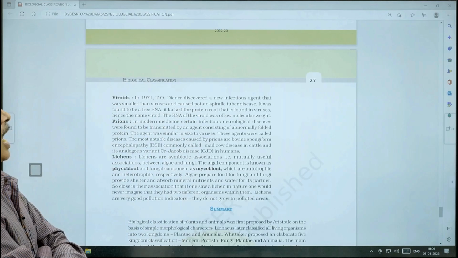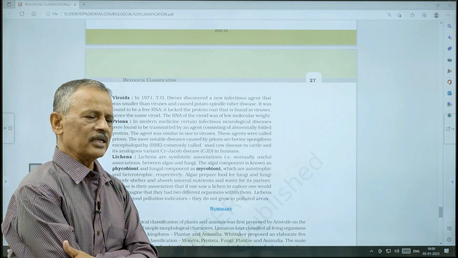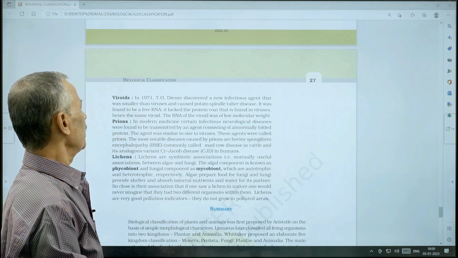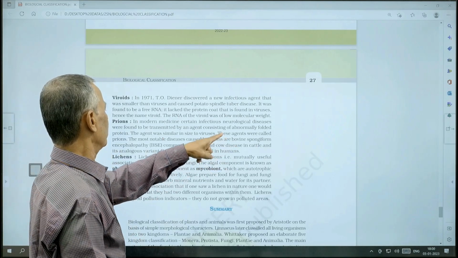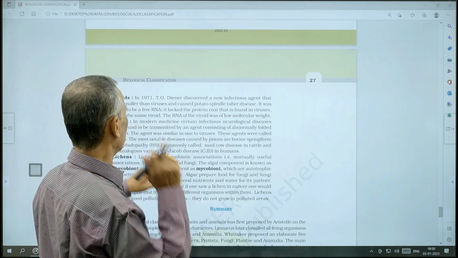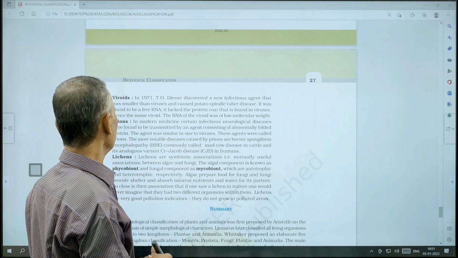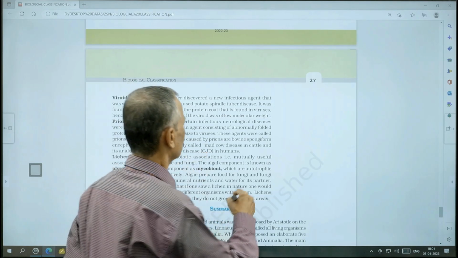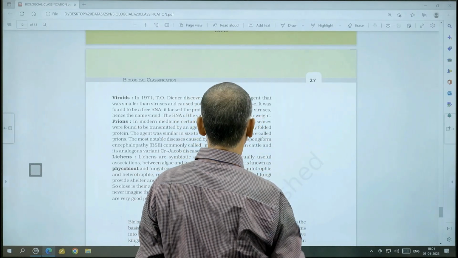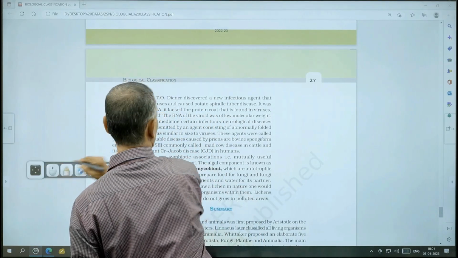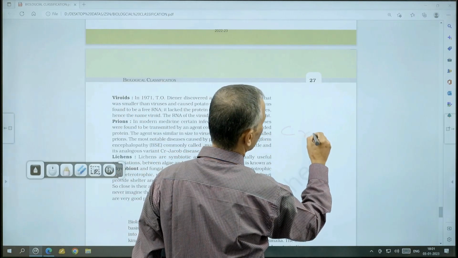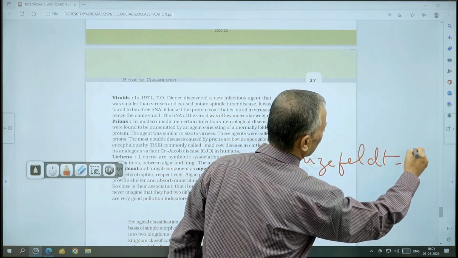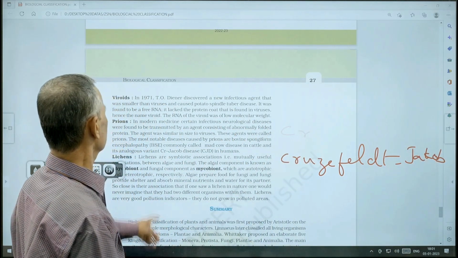Prions are abnormally folded proteins. Change in the folding of this protein makes them infectious. Such infectious proteins were found to be the causative agent for what is called bovine, meaning related to cattle, spongiform encephalopathy, commonly called mad cow disease in cattle, and in man it is causing what is called Creutzfeldt-Jakob disease in humans.